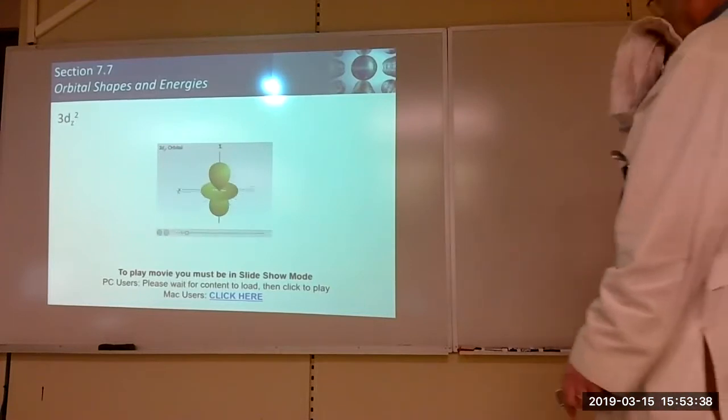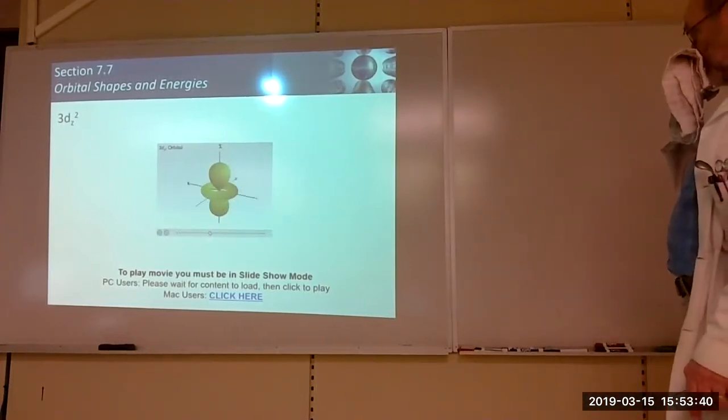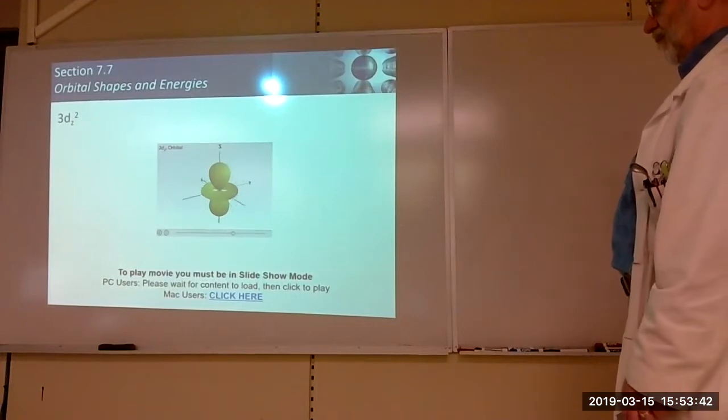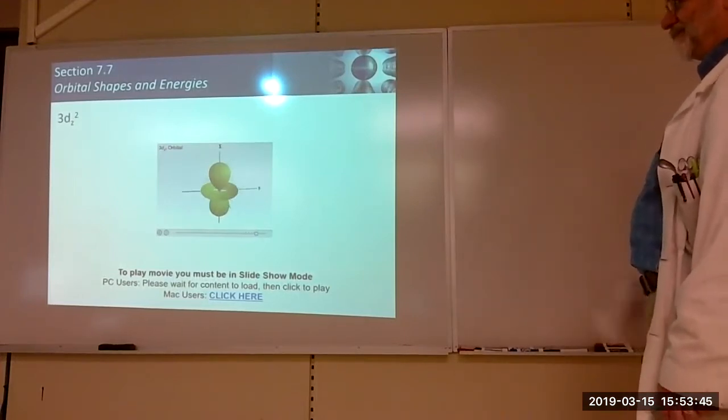The 3dz2 orbital is shaped like a pz orbital with a donut of electron density around the center. It is aligned with the z axis.